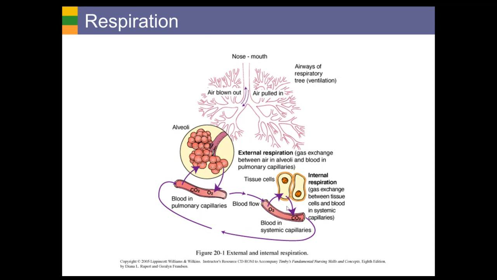Okay, these gradients are established by pulmonary ventilation. Pulmonary ventilation ensures that there is always greater oxygen and less carbon dioxide in the alveoli. And this ensures that there is greater oxygen and less carbon dioxide in the systemic capillaries.